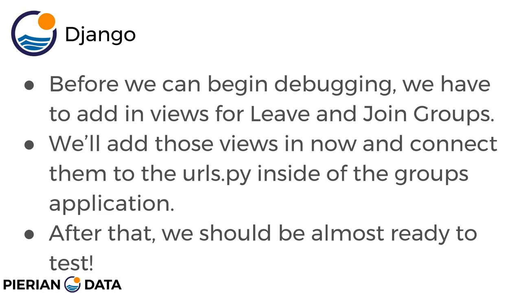Before we can begin debugging, we have to add in views for leaving and joining groups. We kind of left those views untouched, and now we're going to add them in. It's going to be two class-based views, and then we're going to connect them to the urls.py file inside of the groups application. Once we've done that, we should be ready to go for debugging and testing.